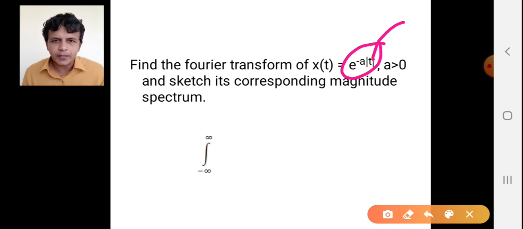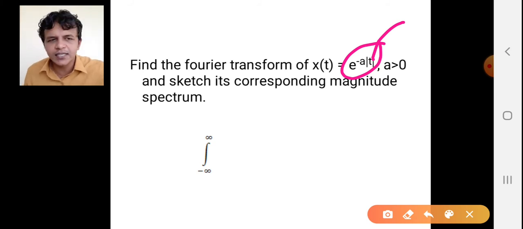But it is not understandable by humans, by the users. So on the receiver side, the frequency domain signal should get converted back into a time domain signal by the inverse Fourier transform, and this is the reason why we go for the Fourier transform and inverse Fourier transform. Now let us focus on this problem.